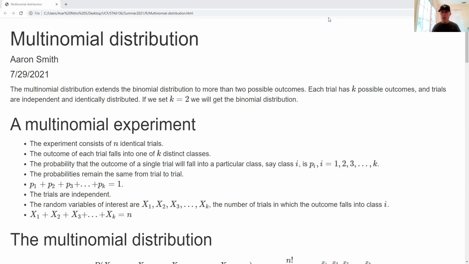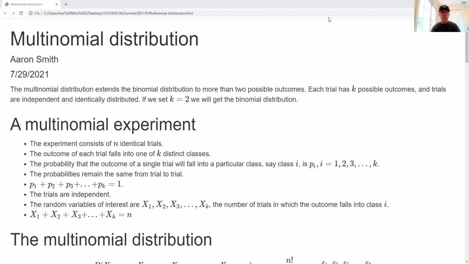Once again, I'm going to have a predefined number of events. I'm going to have independence between events. I'm going to have constant probabilities. But now I have two or more possible outcomes. So I could have three possible outcomes, four possible outcomes, 50, whatever we potentially would want. And so this is going to be the multinomial distribution.